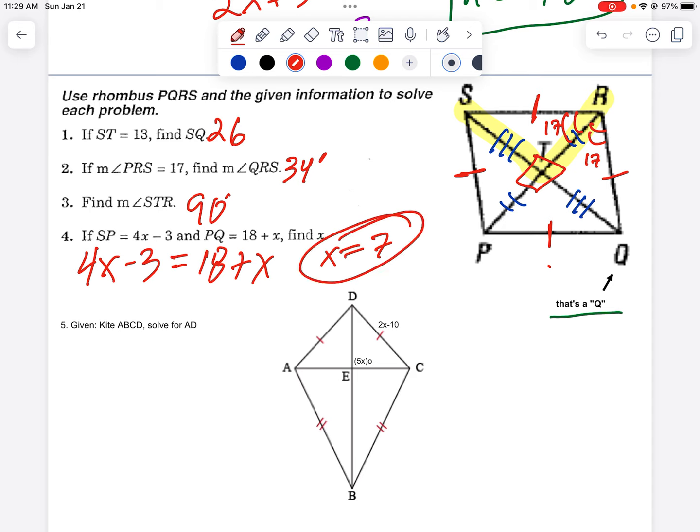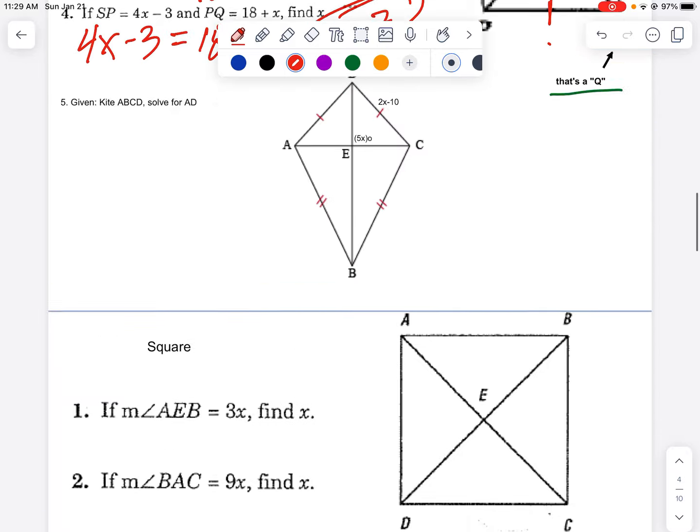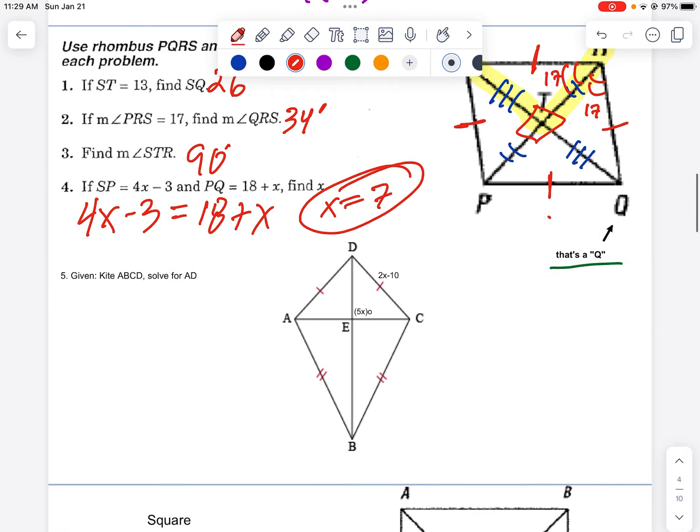Whew. Let's keep going. Let's look at the kite. All right, we're going to go to the kite, and then we'll go to the square. We're going to go a little out of order, and then we'll do the trapezoid problem. So flip to the back page. So flip to your kite page.